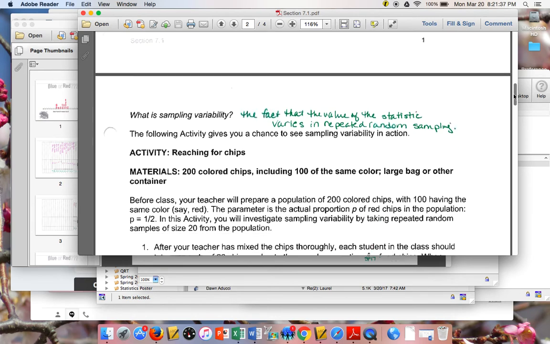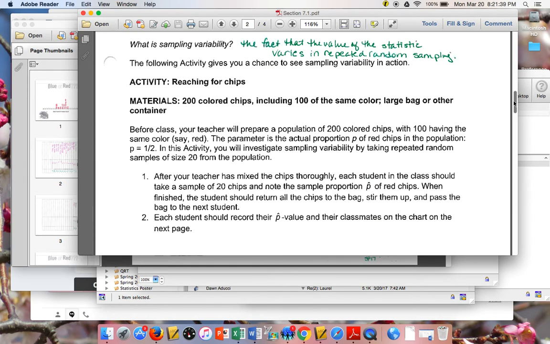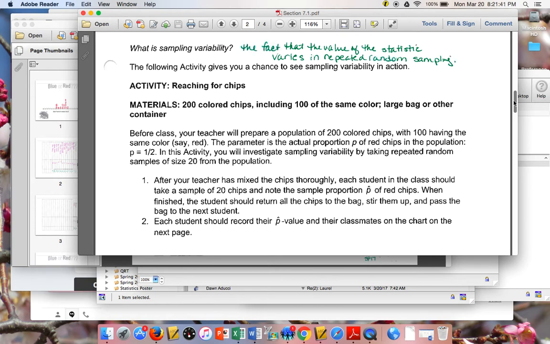So there's an activity here, and some of your classmates got to do it yesterday. I had a bag of colored chips, and they were to take out 20 chips. In the bag, there were 100 blue and 100 red chips. They were to take out 20 chips, and calculate the proportion of red chips.